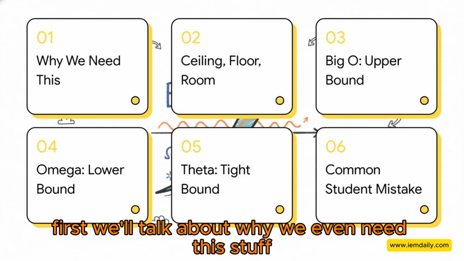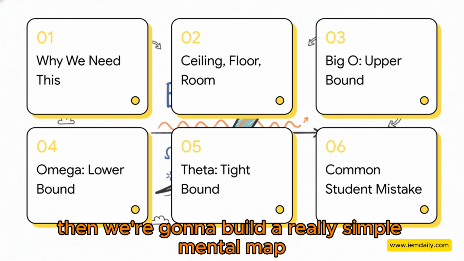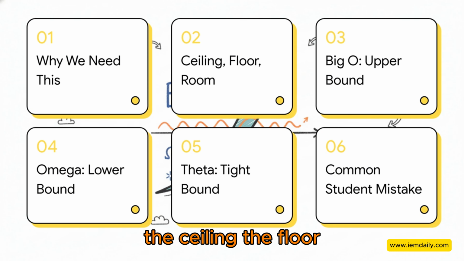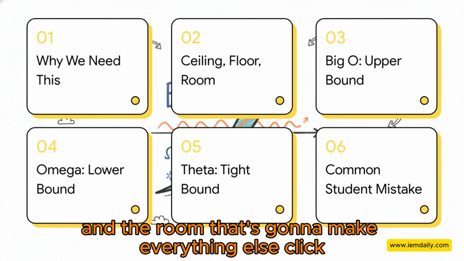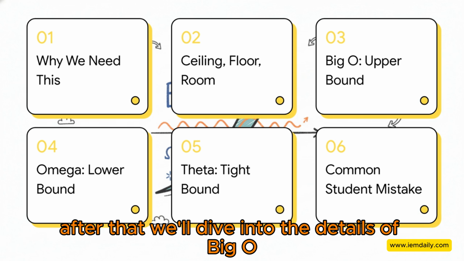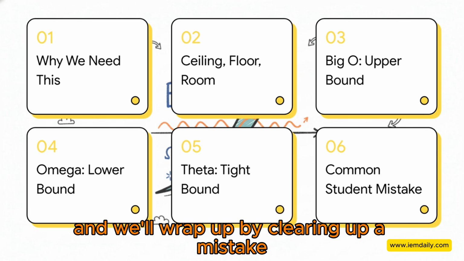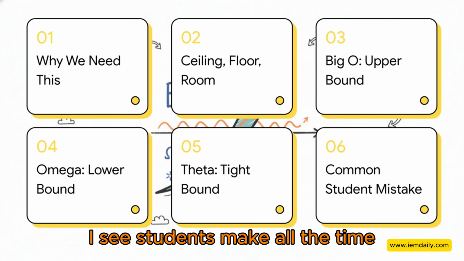First, we'll talk about why we even need this stuff. Then we're going to build a really simple mental map, the ceiling, the floor, and the room, that's going to make everything else click. After that, we'll dive into the details of big O, omega, and theta, and we'll wrap up by clearing up a mistake I see students make all the time.